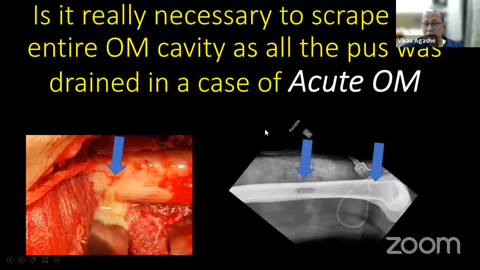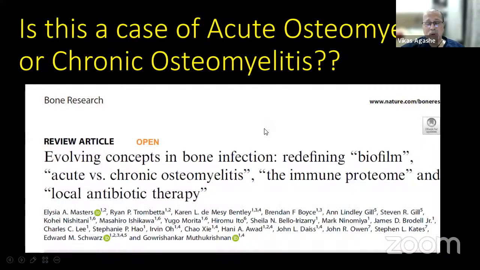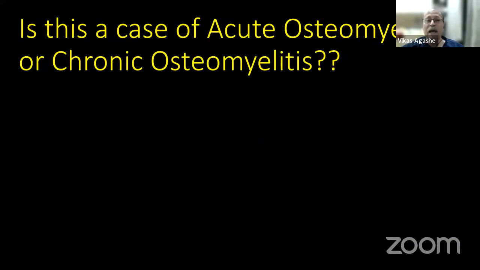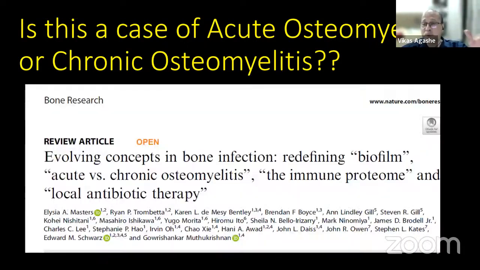So here I should have made a large window. Now the next question would be, if this is an acute osteomyelitis, why should we do that? In children, we often make a very small window and that's it. So why should we make a large window, especially in case of acute osteomyelitis?